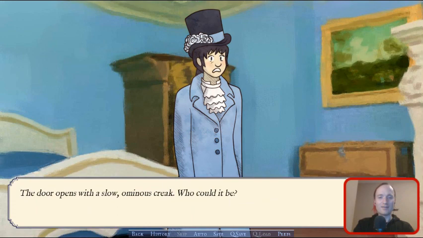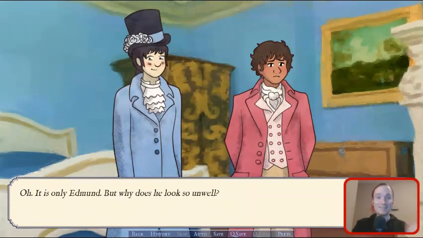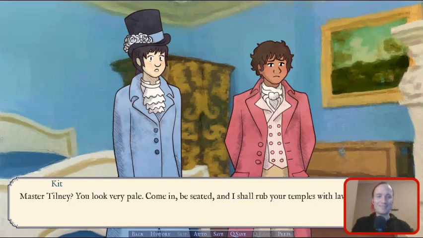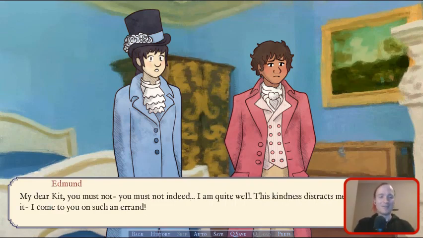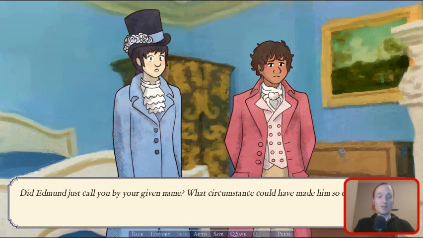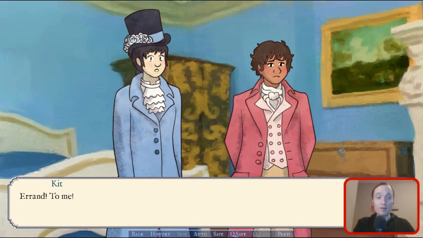"An ominous creak. Who could it be?" Oh, it's Edmund. It is only Edmund. But why does he look so unwell? Is he dying? His sister told us the thing we said about their mom murdering their dad. "Come and be seated. I shall rub your temples with lavender water." Ooh, that's very flirtatious. Did Edmund just call you by your given name? Ooh.